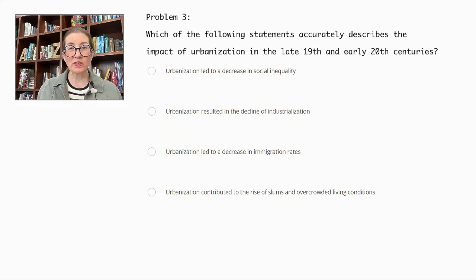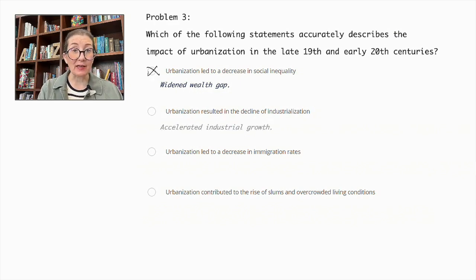Problem number 3. Which of the following statements accurately describes the impact of urbanization in the late 19th and early 20th centuries? Urbanization led to a decrease in social inequality. Urbanization resulted in the decline of industrialization. Urbanization led to a decrease in immigration rates. Or urbanization contributed to the rise of slums and overcrowded living conditions. Urbanization often exacerbated social inequality as the wealth gap widened between affluent urban dwellers and impoverished factory workers. So let's cross that out. Rather than declining, industrialization accelerated during this period, with cities becoming industrial hubs. So that too is incorrect.